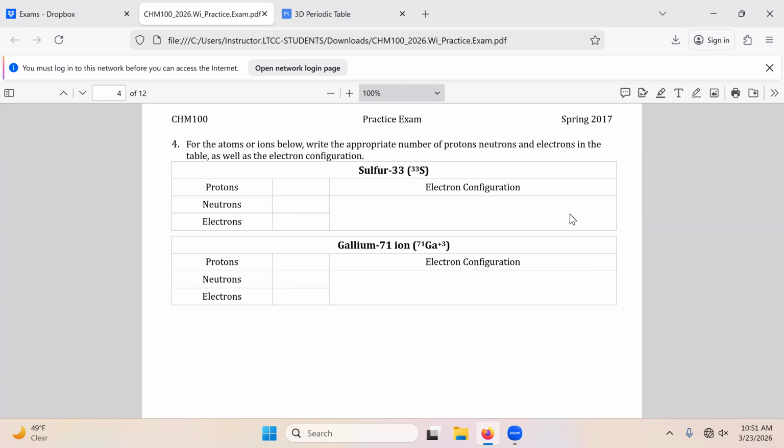How do we figure out neutrons? Yeah, this is the mass number. So neutrons plus protons is equal to 33 for sulfur, for this sulfur atom. So 16 plus 17 gives us 33, right? So protons plus neutrons equals mass.